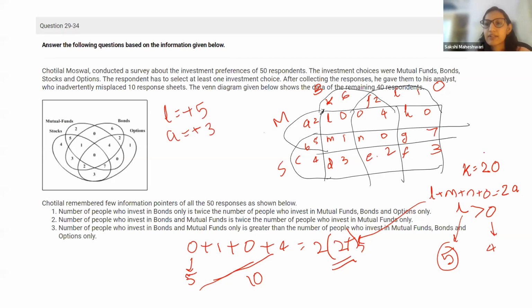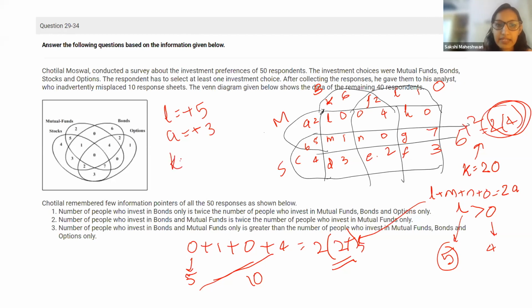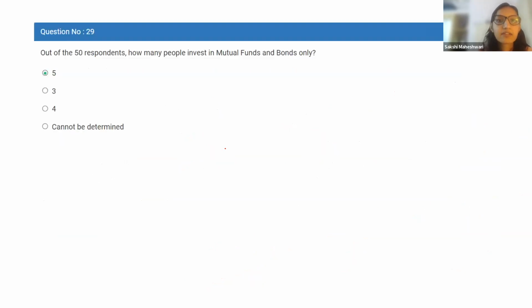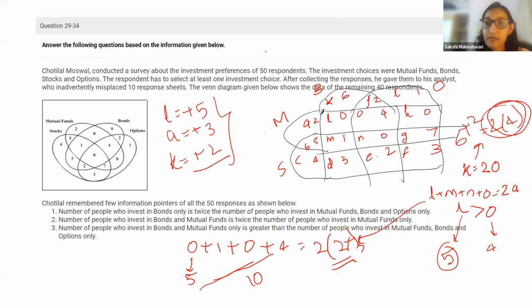And when I came back to this condition, 2 into O is already 4 and K B it's 6. So to fulfill this 2 into 4, 8, I need to add 2 in K. So that's where I came and I got this data for the 10 respondents that were missing. Okay. So for this question, how many people invest in mutual funds and bonds only out of 50?